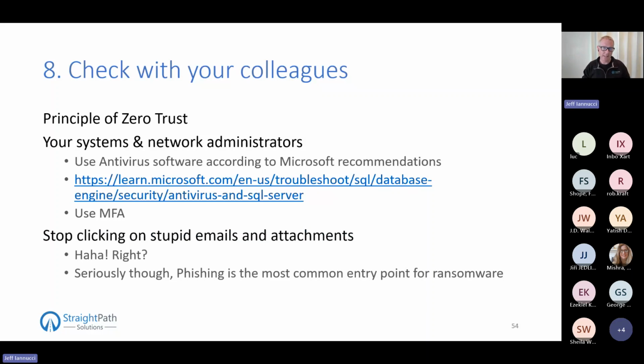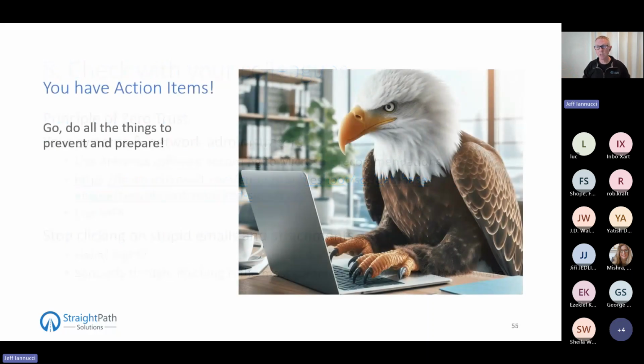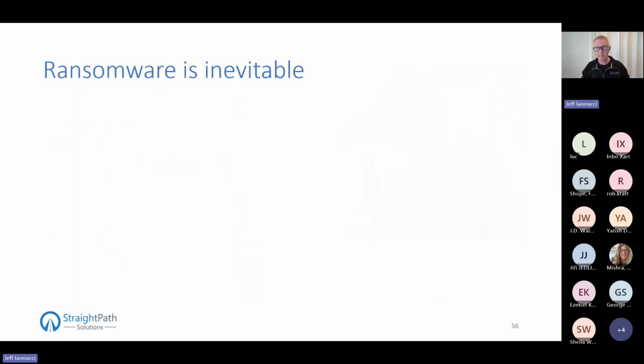And I know, again, phishing is still the most vulnerable way to get access and then start breaking into your systems, having a data breach there. I know we'd like to get our colleagues to stop clicking on emails and attachments, but understand this is why we prepare, because somebody's going to click on something at some point. You have all your action items. Now you can go and do all the things.